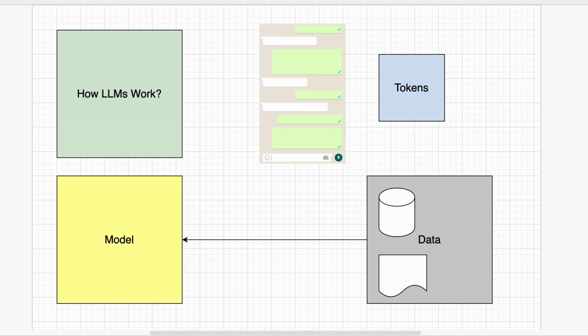Let's get started. When I talk about LLMs, to understand it at a very high level, consider a messaging app, like say WhatsApp. When you type something in WhatsApp, you generally get suggestions, right? What should be the next word. LLMs are similar but at a larger scale.